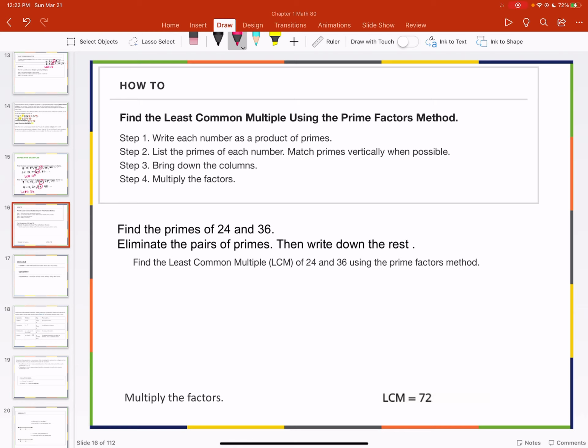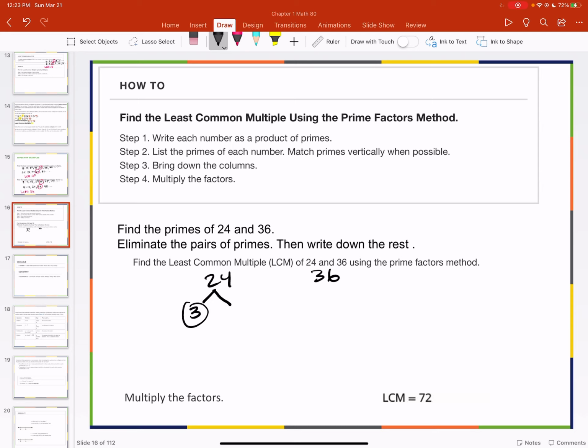Now, the book has you writing it into columns, but what I like to do is to use the prime factorization tree, and then go ahead and list the multiples. And I'll show you what this is. So let's say we want to find the LCM of 24 and 36. So let's go ahead and do that. So we have 24 and 36. Now we're not going to list, we're going to do a prime factorization tree.